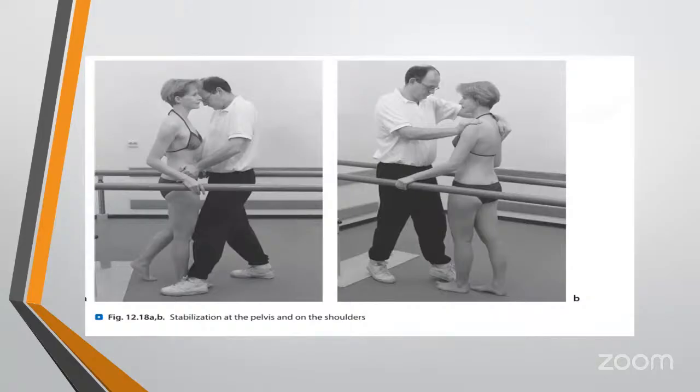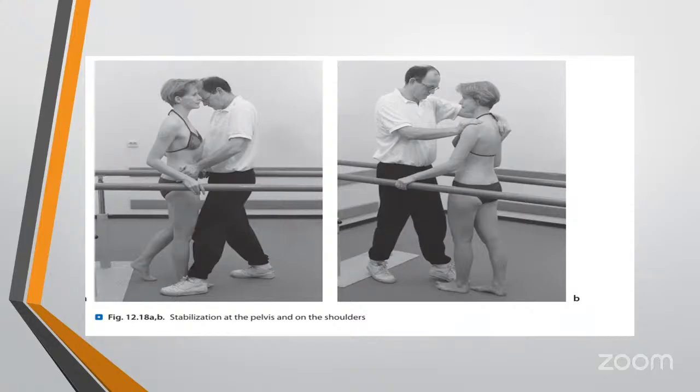So this is a patient. We could see on the picture that the physiotherapist is giving stabilization at the pelvis, or giving stabilization at the scapula, or at the shoulders rather. So it's making sure the patient is stabilized, is erect, is symmetrical, all those things. So you can give stability or stabilization in these various positions.